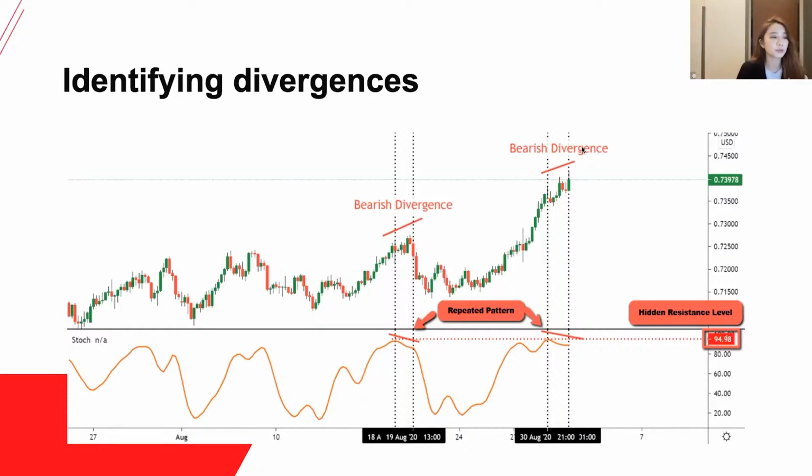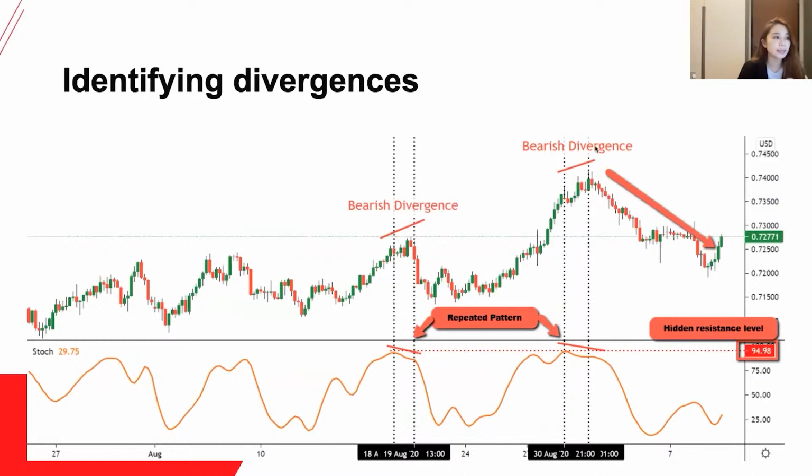And then we are also capturing another bearish divergence at a higher price. So we can see that repeated pattern on the hidden resistance level of 94.98, and also a bearish divergence at the peak. In this case, you can see that indeed the bearish divergence carried over and price did slow down and dropped from the stochastics hidden resistance level, coinciding with our bearish divergence. All right.